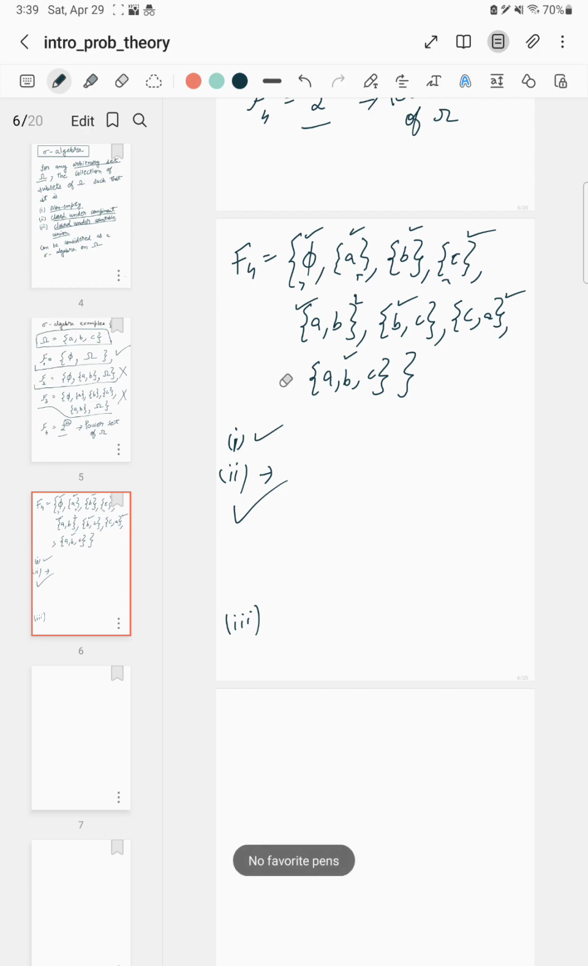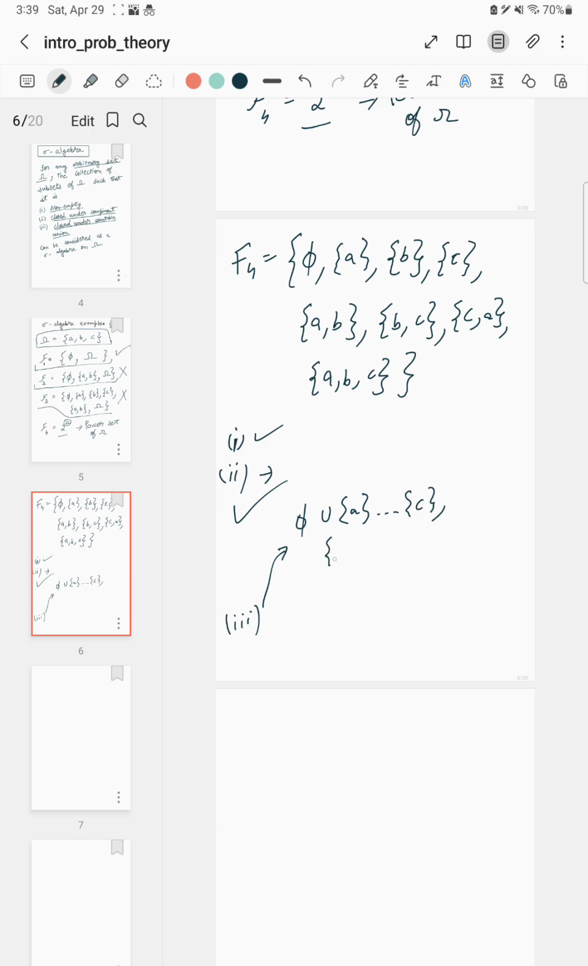The third property is the closure under countable union. So we take the union of any arbitrary amount of sets. Let's say we take the union of all of these sets: phi, A, B, C, then AB, BC, CA, and then ABC, which is nothing but omega, and omega belongs to F4, so this satisfies.